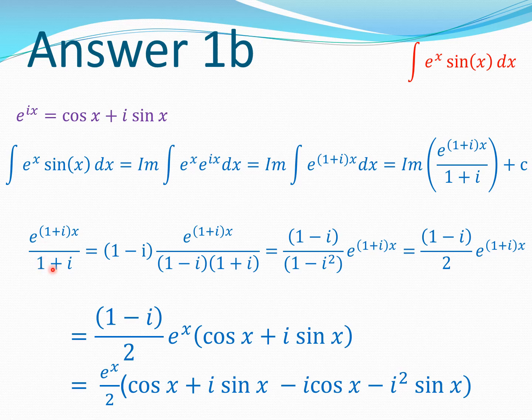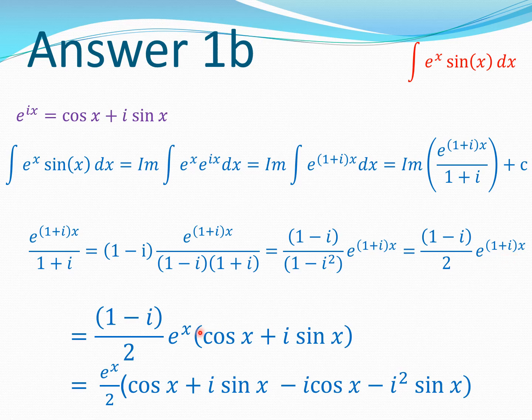So what we do is we first try to fix this 1 plus i below. To do that, I can multiply the numerator and denominator both by 1 minus i. So in the denominator, I get the (1 minus i) squared term, sorry, the product (1 plus i)(1 minus i). On top, I have 1 minus i. And now this i squared, of course, you remember is negative 1. So this becomes 2. So I have (1 minus i) by 2 and e^((1+i)x).